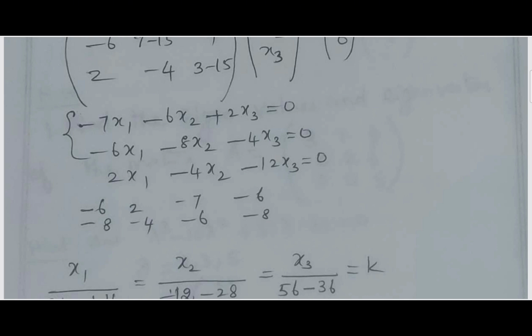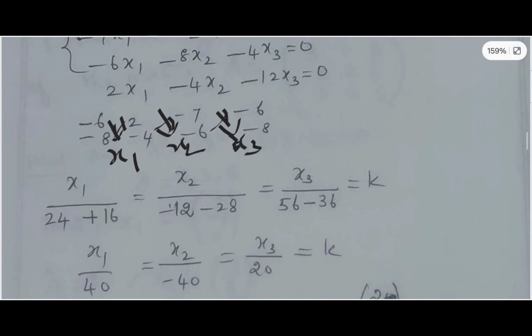Okay. Now again here also it is a cross multiplication. So you need to apply these arrow multiplications only. Then this calculation gives you x1, x2 and x3. That one I have written here in the bottom. So your x1 divided by 24 plus 16, minus of minus, plus 16.